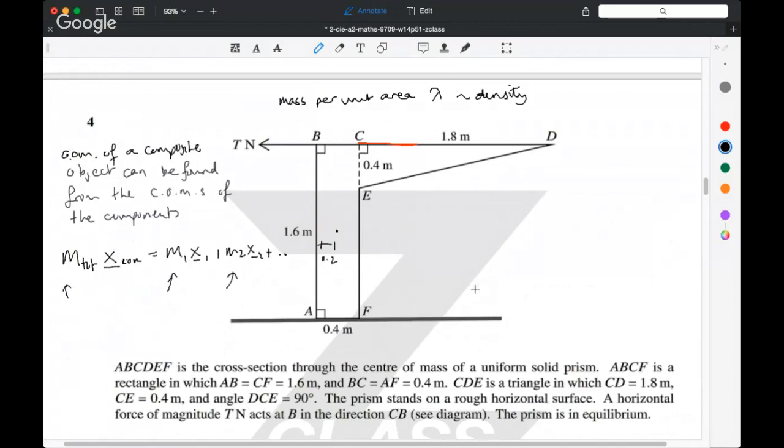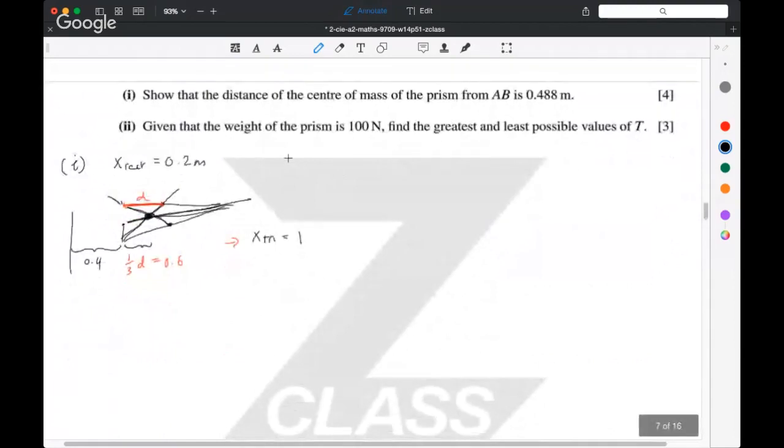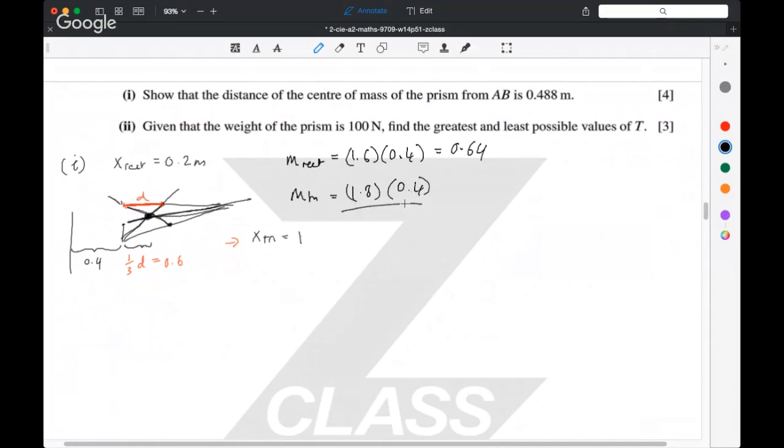Well, what's the area of the rectangle, and the mass of the rectangle? That's just equal to 1.6 times 0.4, which is 0.64. And the mass of the triangle is just 1.8 times 0.4 all divided by 2, which is 0.36. And then if you add these together, in total, you just get 1.